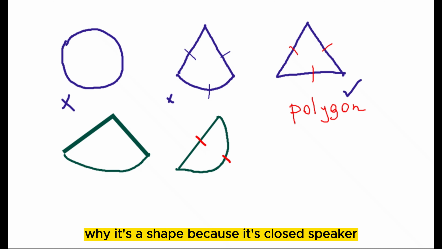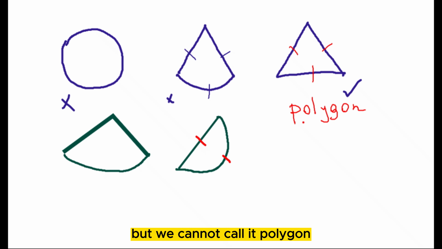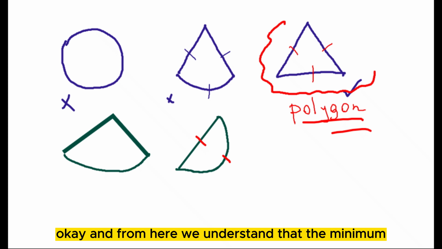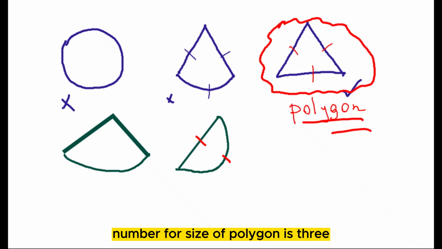Why is it a shape? Because it's a closed figure. But we cannot call it a polygon because one side is curved. For a polygon, we say that all the sides should be straight. So this cannot be a polygon. It is just a shape, a two-sided shape. Okay. And from here we understand that the minimum number of sides of a polygon is 3. The first polygon is a three-sided shape, a three-sided polygon that is called a triangle.